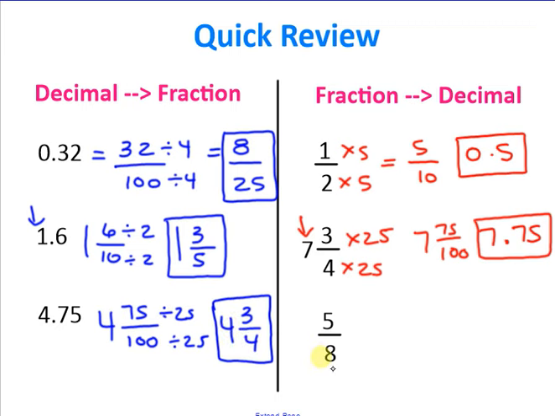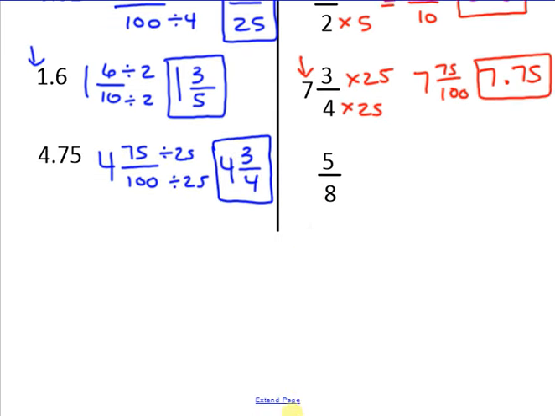Now, in this case, the 8 cannot go into 10 or 100 or 1,000. And so we need to do some division here. And so we need to take the first number and put it inside of the division bracket. And the 8 is going to go on the outside, and we need to divide. So 8 goes into 5 0 times.